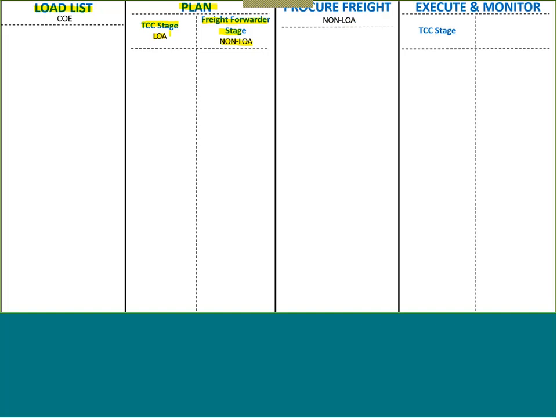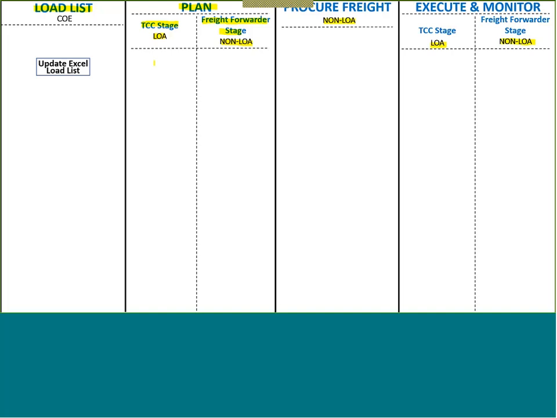Okay, we see that we have the procure freight, the execute and monitor. So if you have your presentation from yesterday, you'll see that it looks very, very similar, except of course that there you had your Incoterms, and now we have the non-LOA and LOA concepts that are new from what we saw yesterday. So the equivalent is LOA is DAP and non-LOA is XWorks. So let's see what the first stage looks like.